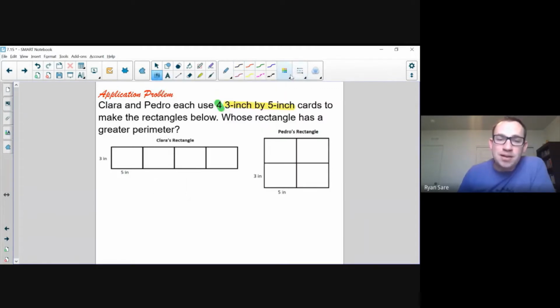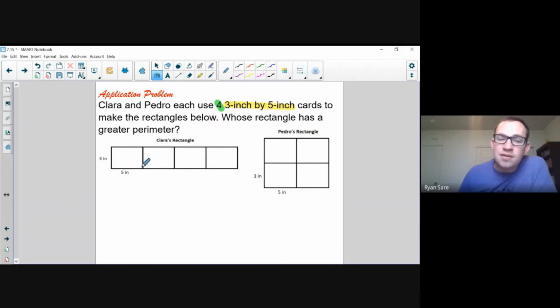I'm going to change my pen size so it's a little bit smaller. Let's start with Clara's rectangle. Now, I hope you didn't confuse area and perimeter. The area for these two rectangles is going to be exactly the same because they used 4 note cards for both of them, and the note cards were all the same size. The distance around, though, might be a little bit different. So let's go ahead and see if they are different.